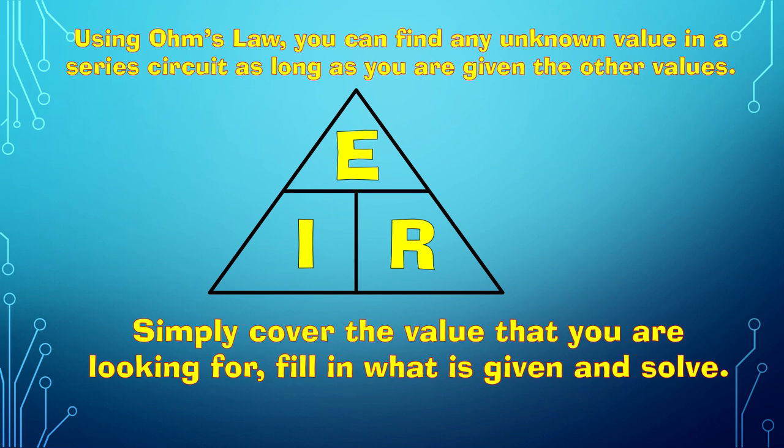All right, so using Ohm's law, we can find any of the unknown values. Now we have to have 2 of the values. As long as we've got 2 of the values, we can find that third value. We just simply cover up the one we're looking for, substitute in the numbers, do the arithmetic, and get our final answer.